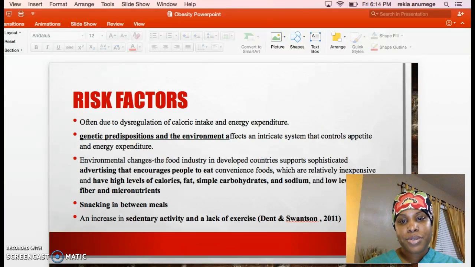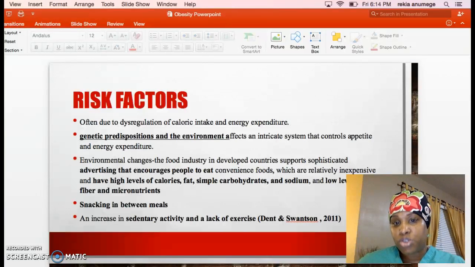Risk factors. Well, some of us, we have genetic predisposition. Our mothers were overweight. Our fathers were overweight. It just runs in our family. So we have the tendency or the likelihood to be overweight. It doesn't mean necessarily that we can't prevent it, but it just means we have a predisposition to being overweight. And also our environment, things in our environment.